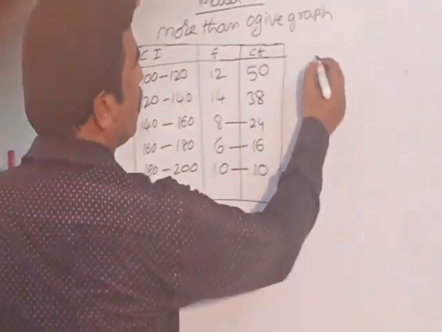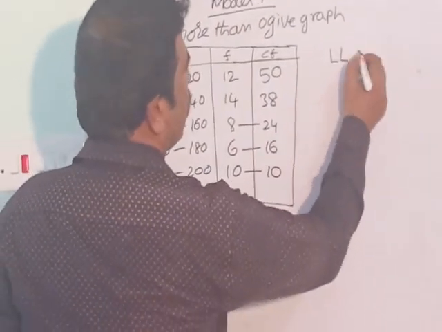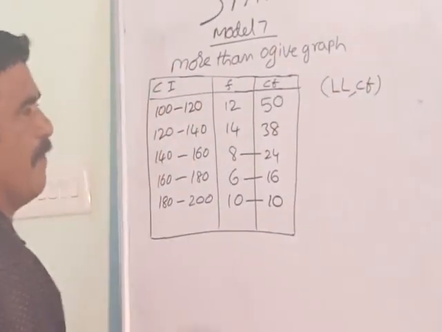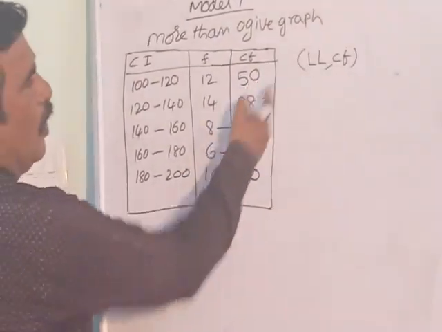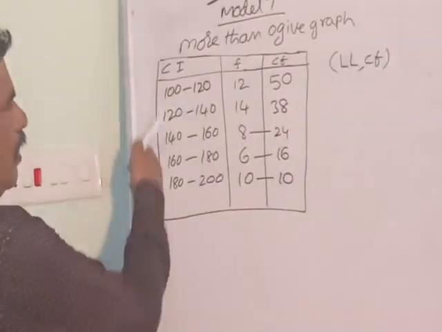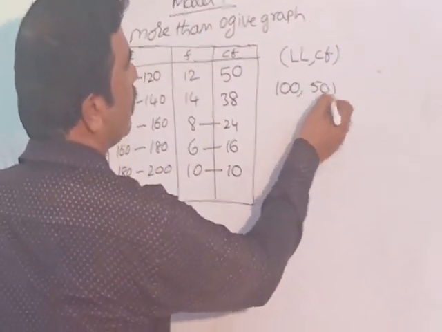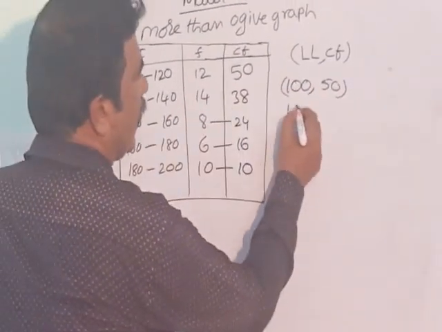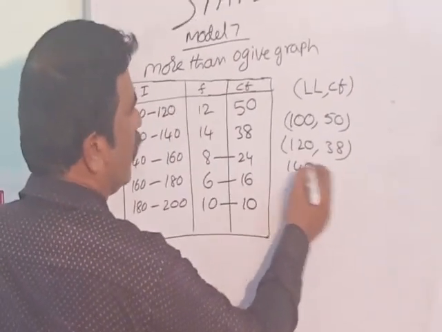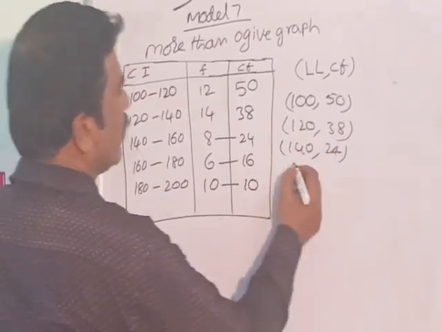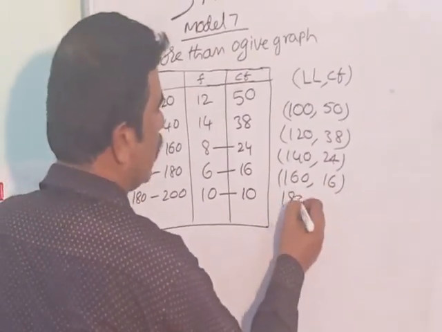And the points you must take are lower limit and cumulative frequency. Previously it was upper limit and cumulative frequency. Now for more than ogive, lower limit and cumulative frequency. See, lower limit is 100, cumulative is 50. 100 comma 50, 120 comma 38, 140 comma 24, 160 comma 16, 180 comma 10.